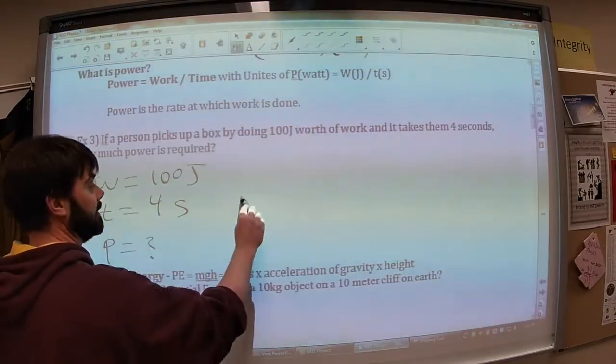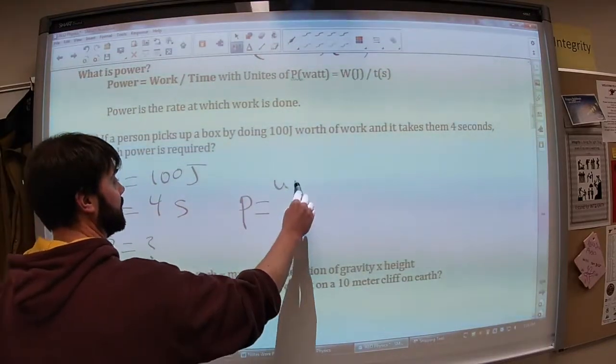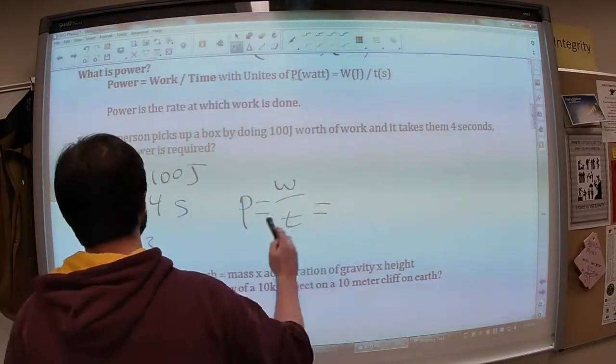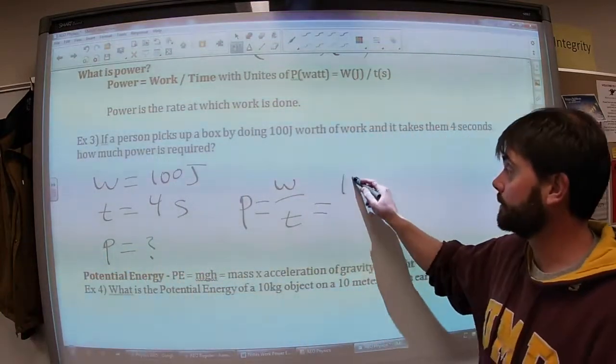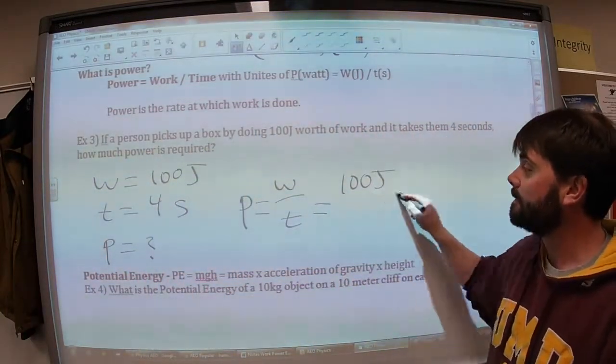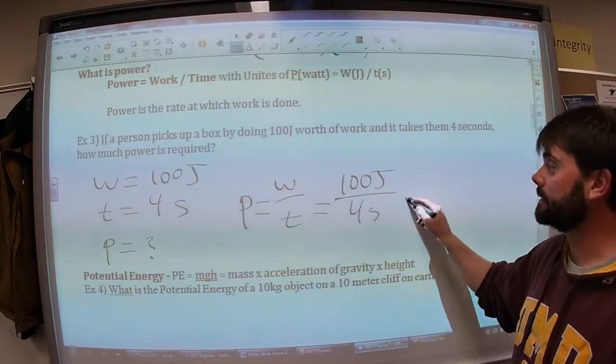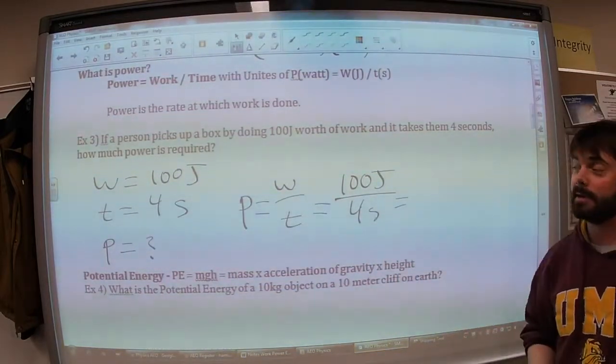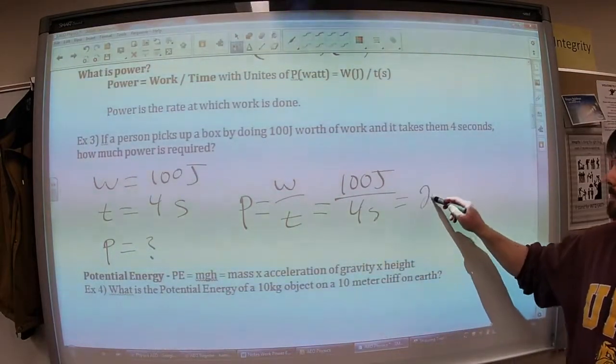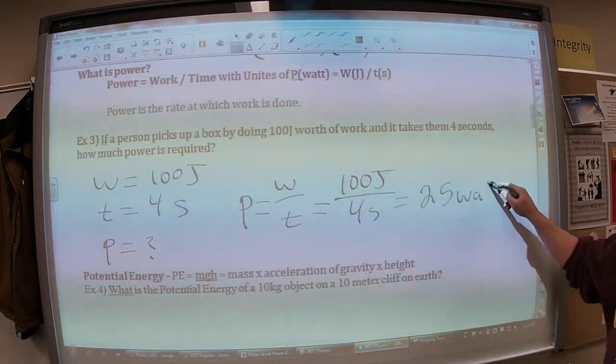They ask us what is the power. Well, again, list your equation. Power is work divided by time. If the work that they give us is 100 joules, and the time that they give us is 4 seconds, you can simply take 100, divide by 4. This is going to give us 25 watts.